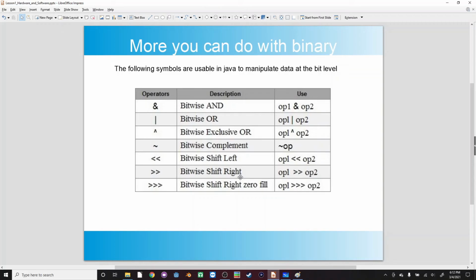Or I think they're actually padded with ones. You should probably Google that because that's not something I usually deal with. But if you do three arrows to the right, it will shift it to the right and pad the left with zeros.